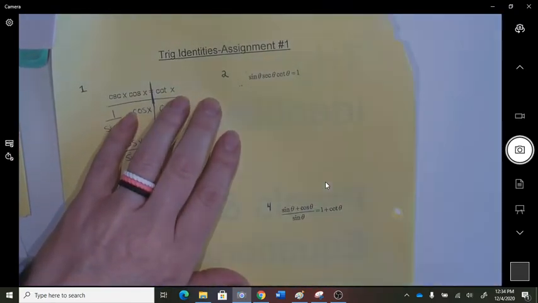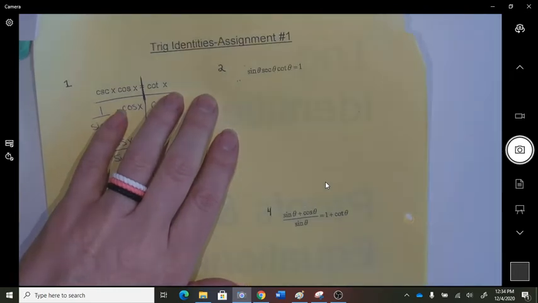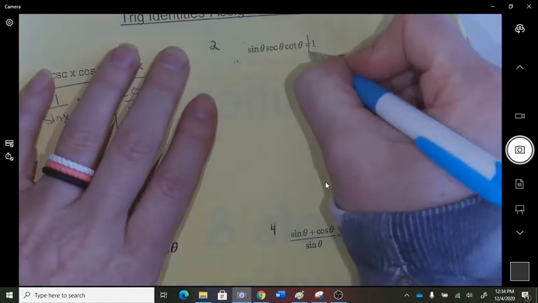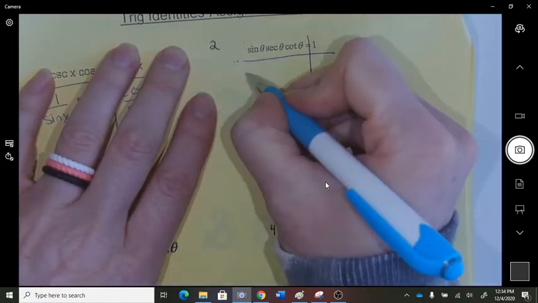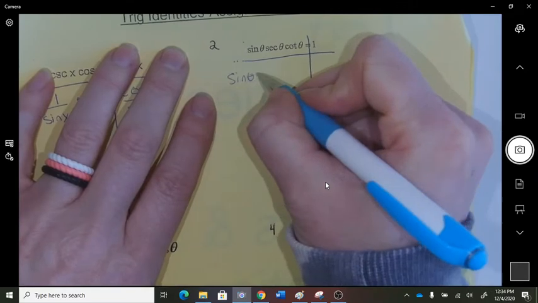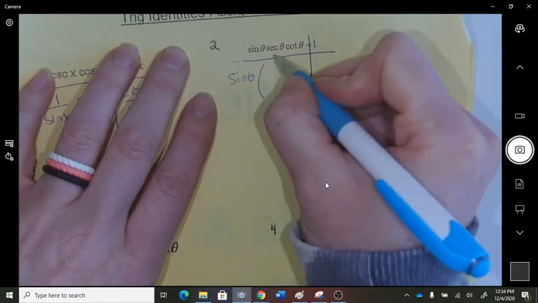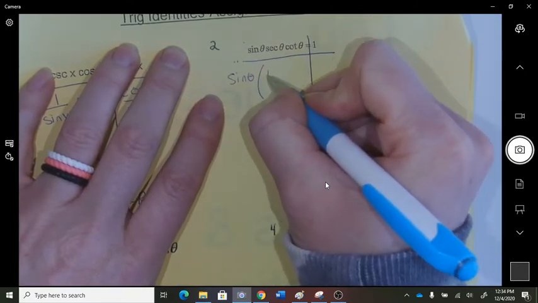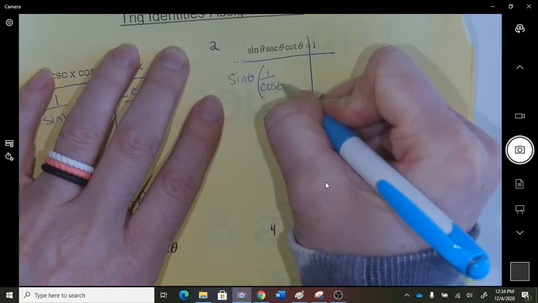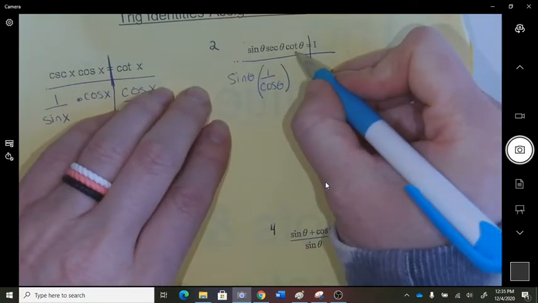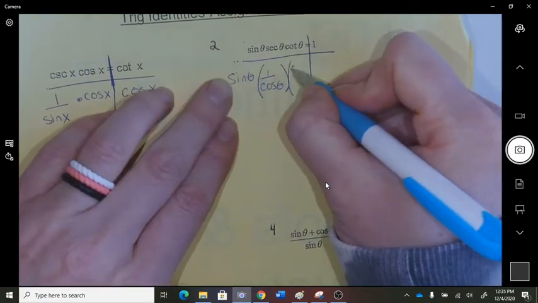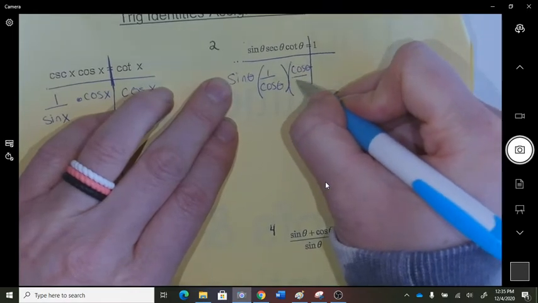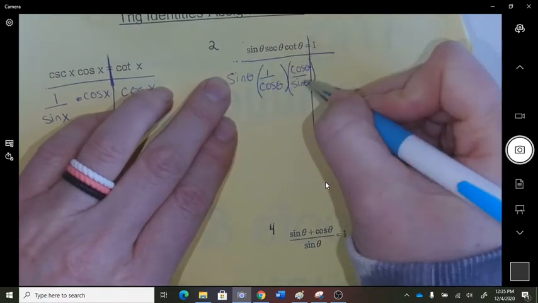Okay, so I'm going to use the same strategy here on number 2. I'm going to substitute all the ratios that I would know. So sine angle times secant, which is 1 over cos angle, and cotangent is cos angle over sine angle.